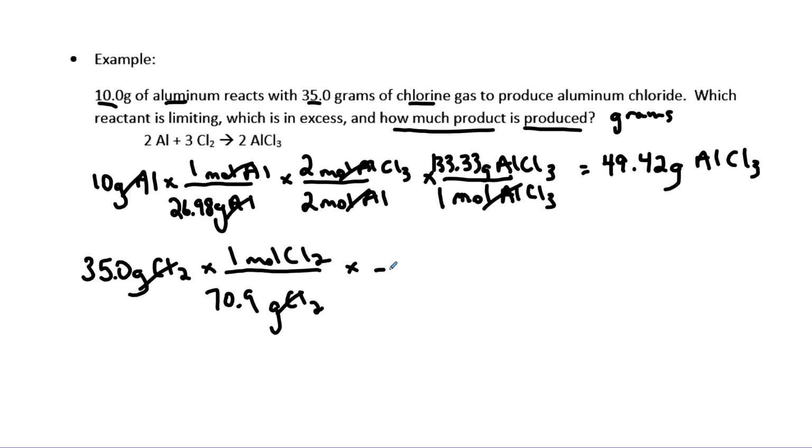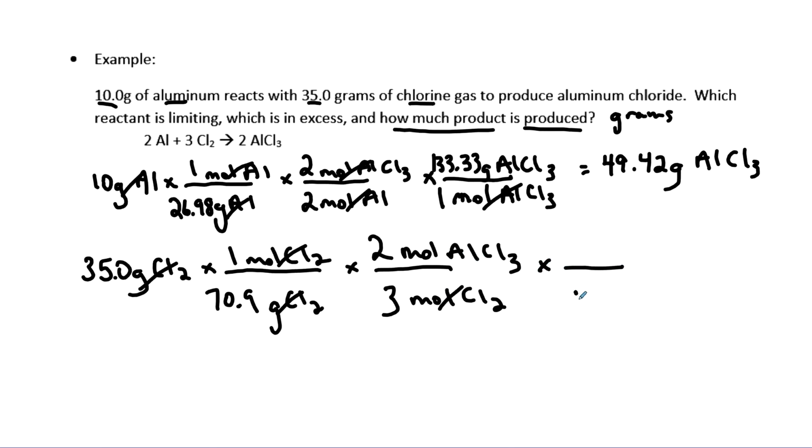Okay. Once I'm in moles, then I can switch over from moles of chlorine over to moles of aluminum chloride. Again, I'm going to pull these coefficients from the balanced equation. So I've got a 3 in front of chlorine and a 2 in front of aluminum chloride. So it's a 2-to-3 ratio. And finally, I'm going to go from moles to grams of aluminum chloride. So I can use the same molar mass that I've already determined up here.